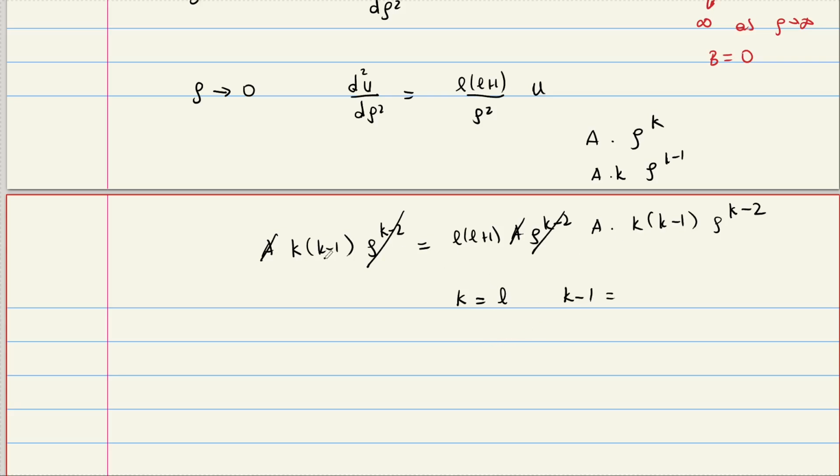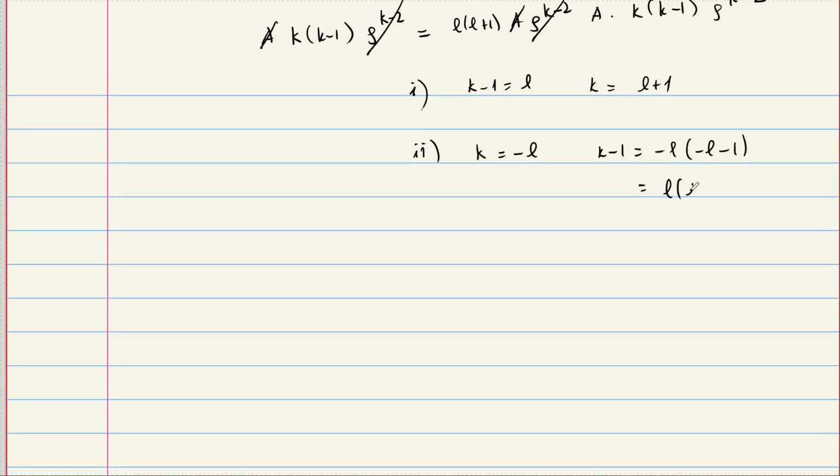So either, so smaller one should be smaller one, right? So this is k is equal to k minus 1 is equal to L, then k is equal to L plus 1, or, so this is option 1, option 2 is k is equal to minus L, then k minus 1 is equal to minus L minus 1, and this is equal to L plus 1. So they both solve the condition.